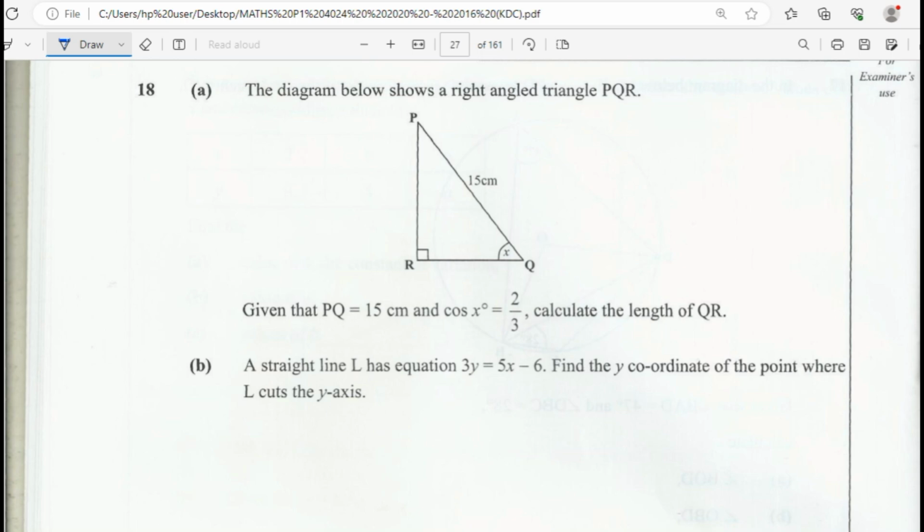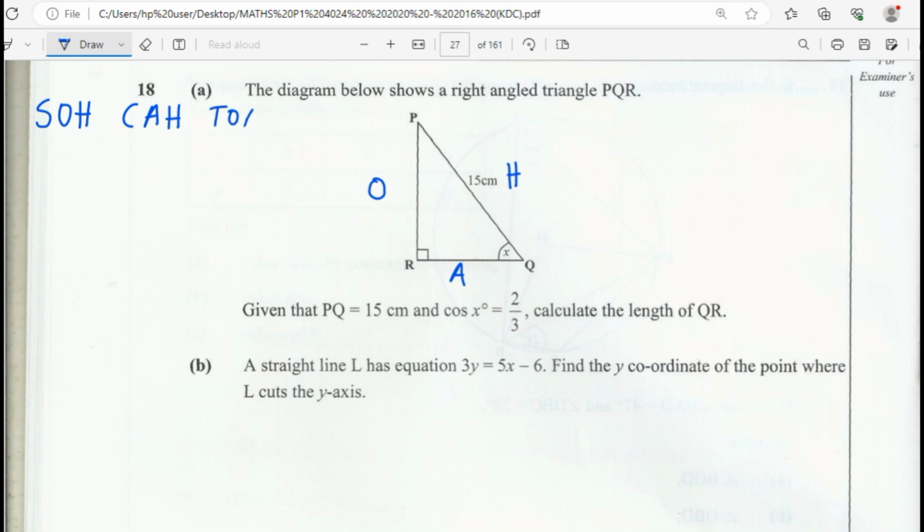So now let's look at this diagram. This distance will be opposite, since it's opposite to the angle x. Then we are going to have adjacent here. Then this is our hypotenuse. Okay, then what are we supposed to do? The question is, we want to find QR, which is adjacent. So let's look at the three trig ratios.